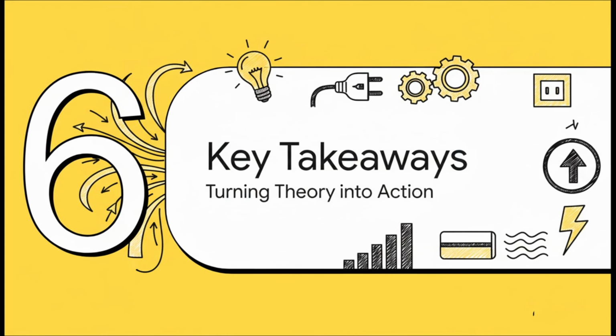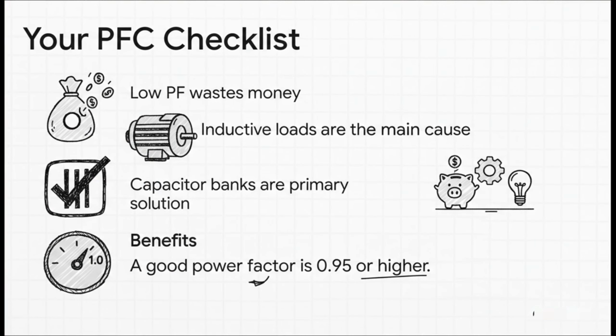Okay, let's bring it all home and turn all this theory into a few simple, actionable takeaways that you can remember. So if you're going to remember anything from today, let it be this checklist. Number 1, a low power factor is just wasted money, period. 2, the main cause is inductive loads, like motors. 3, the solution is capacitor banks. 4, the benefits are huge: lower bills, more capacity, and longer lasting gear. And finally, the magic number you should be aiming for is a power factor of 0.95 or higher.